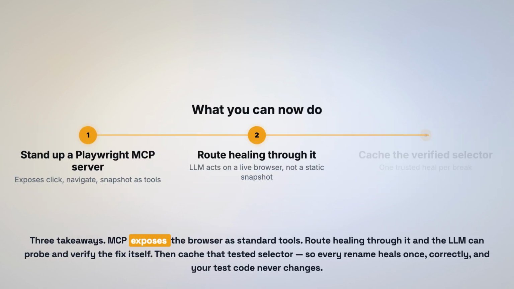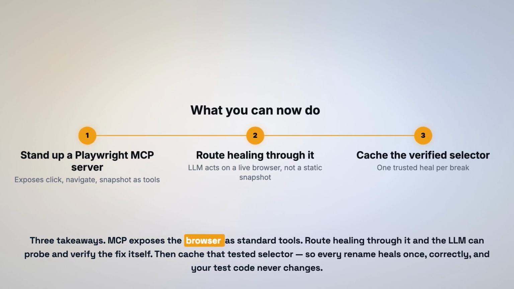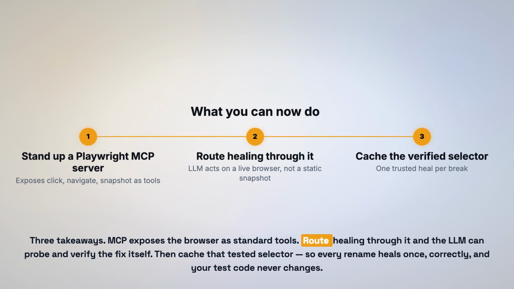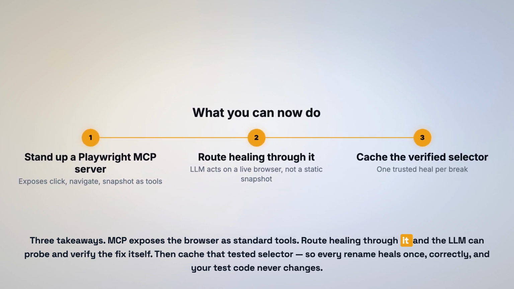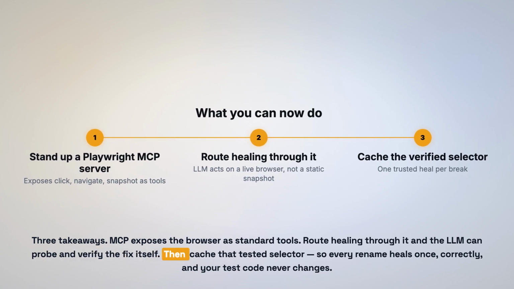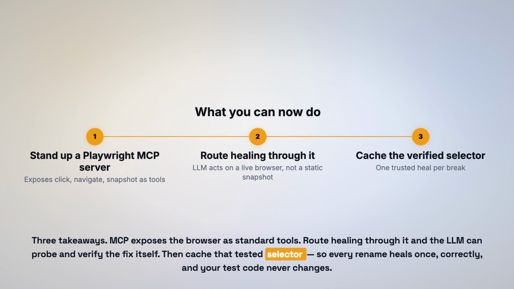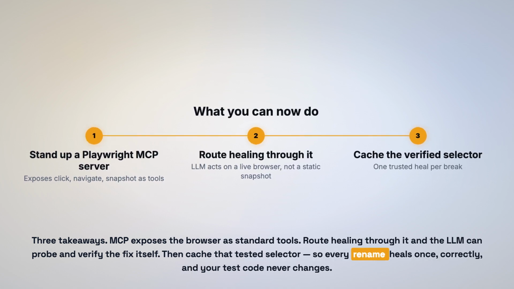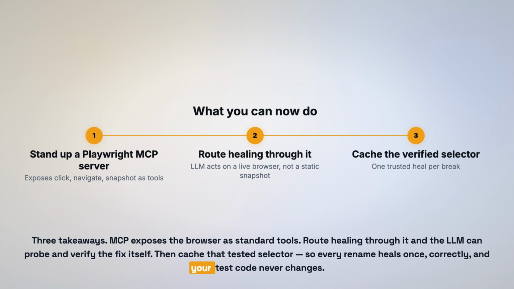Three takeaways. MCP exposes the browser as standard tools. Route healing through it, and the LLM can probe and verify the fix itself. Then cache that tested selector, so every rename heals once, correctly, and your test code never changes.